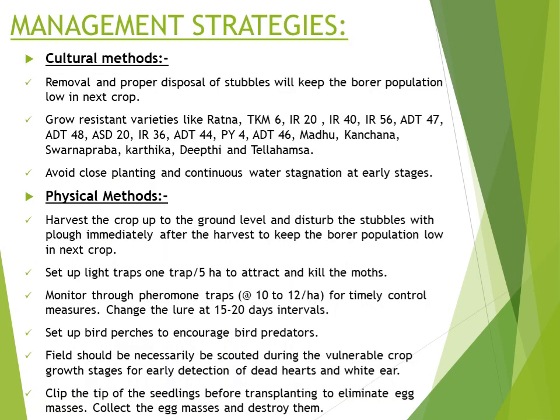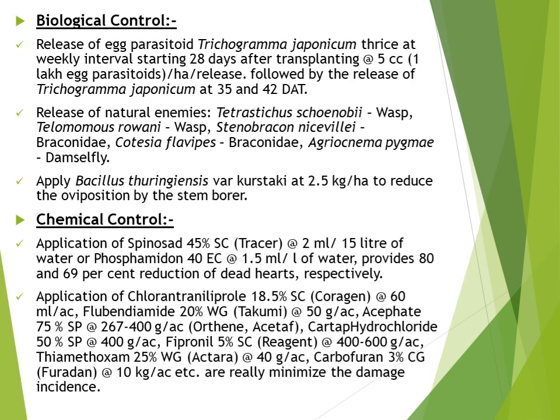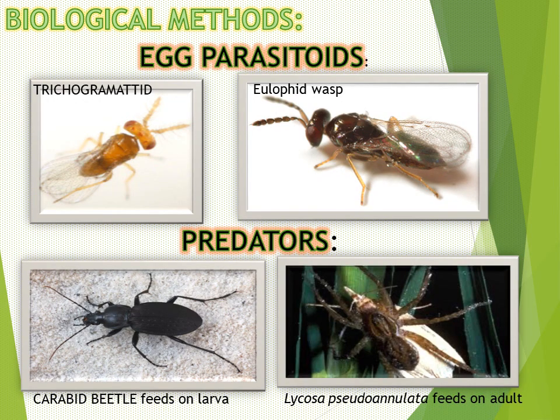For integrated pest management, we have to go with it from the very beginning of rice cultivation. We have to follow cultural methods, and the physical and biological methods. Then, only if need-based, we go for chemical control. Here I have depicted some biological parasitoids and predators: the trichogrammatids, the eulophid wasp, and then the predators, which are the carabid beetle and a spider belonging to the arachnid family.